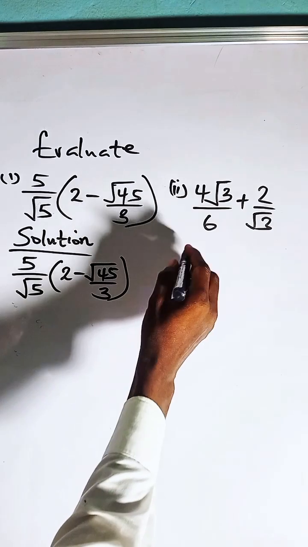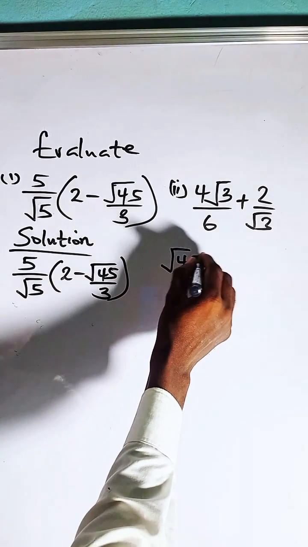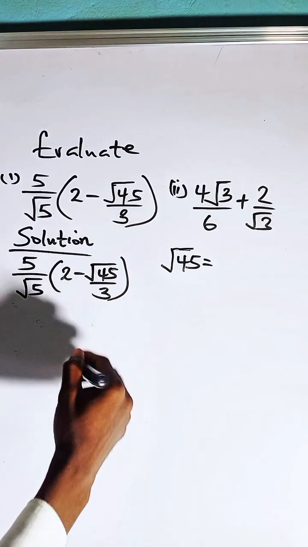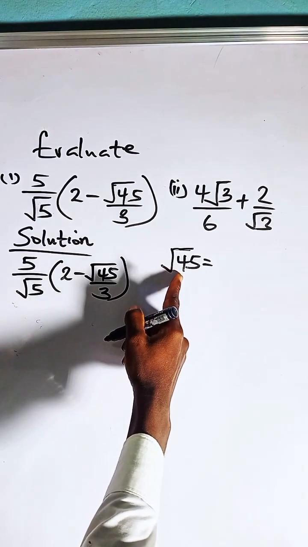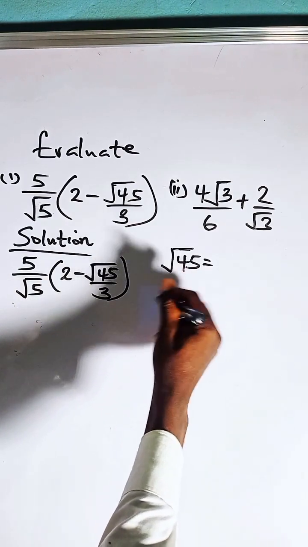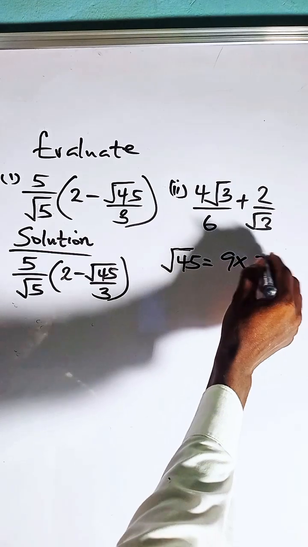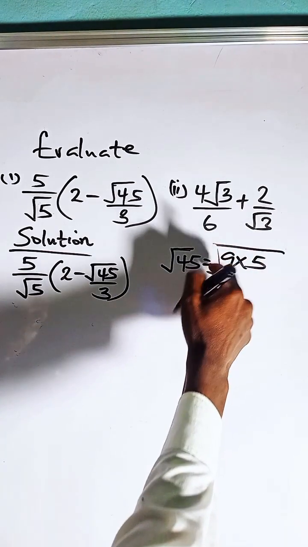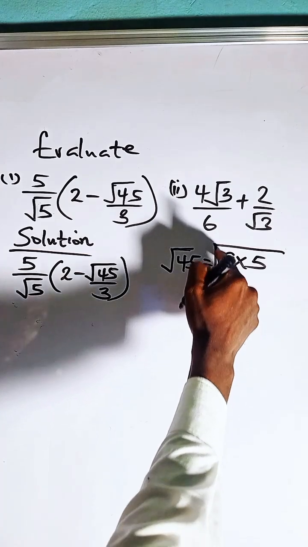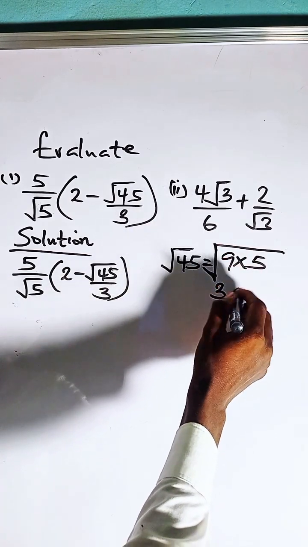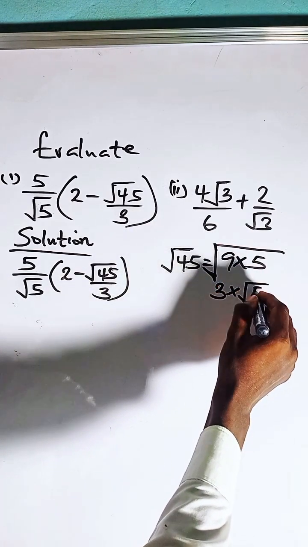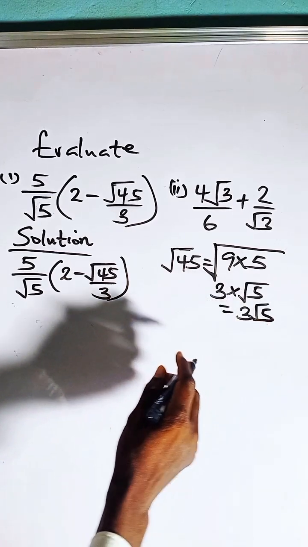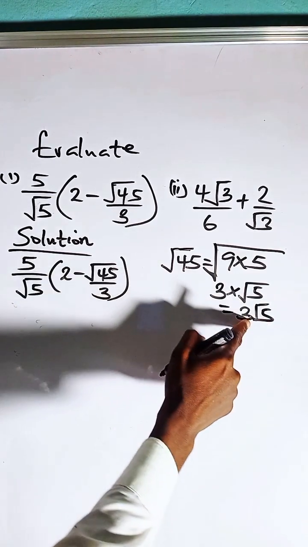So for root 45, we can have it this way. Let's look for the two factors of 45, in such a way that we can easily find the square root of one of the factors. So let's go with 9 times 5. The square root of 9 is 3, times root 5, so that is 3 root 5. So let us replace this with 3 root 5.